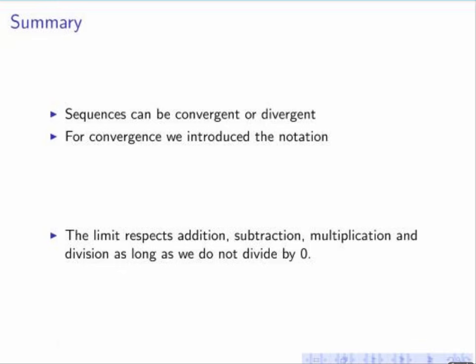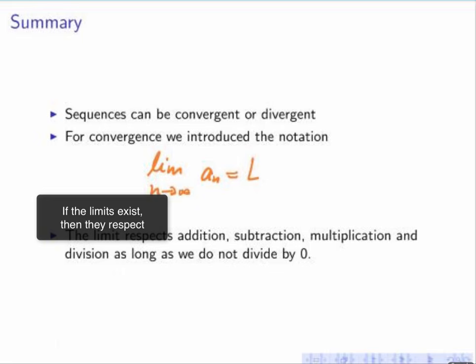Let me summarize. Sequences can be convergent or divergent. For convergence, we introduce the notation limit as n goes to infinity of a_n equals L. So we have a number L which gives the limit. The limit respects addition, subtraction, multiplication and division as long as we do not divide by 0.